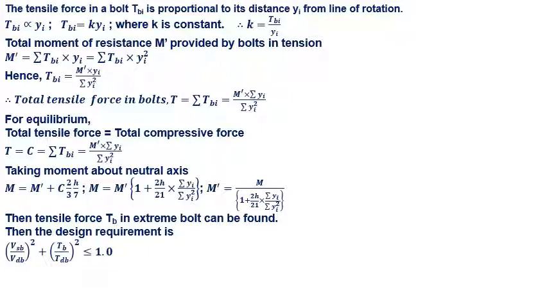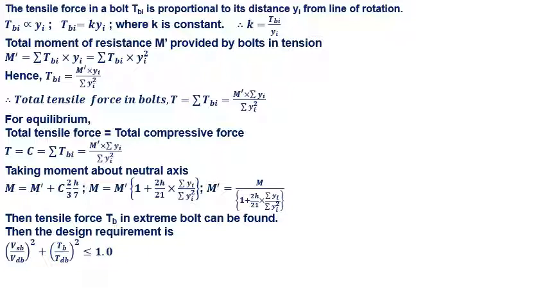TBi, the tensile force in bolt, is proportional to yi, that is TBi equals k into y, where k is a constant. Total moment of resistance M dash provided by bolts in tension is given as M dash equals summation of TBi into yi square. Hence, TBi is M dash into yi upon summation of yi square. Total tensile force in bolts is T equals summation of TBi.